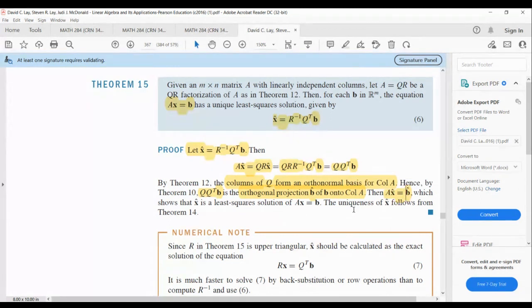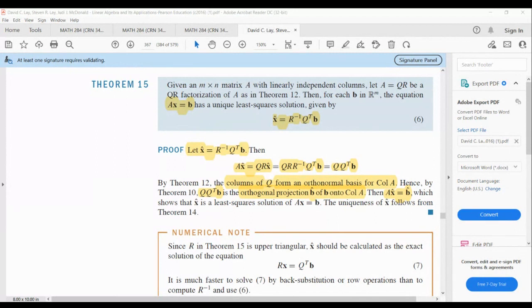And so the linear combination of the column vectors of the matrix A that gives you the projection vector, that linear combination forms your least squares solution. So it's really quite an amazing result.